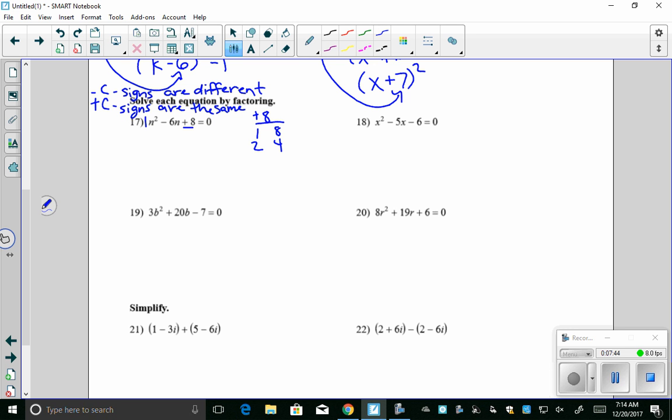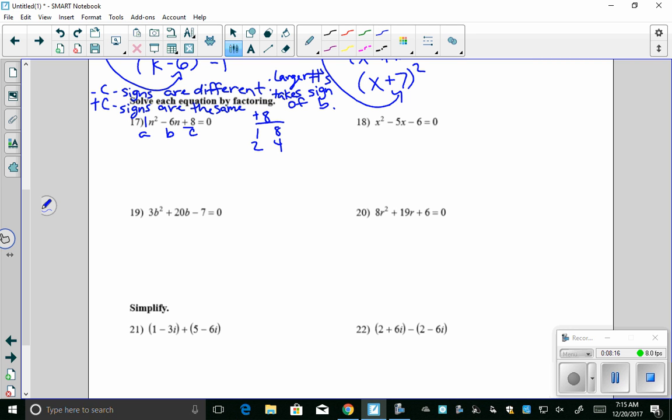If the signs are different, the larger number takes the sign of B. So if your signs are different, the larger number takes the sign of B. Remember, this is A, this is B, that is C.